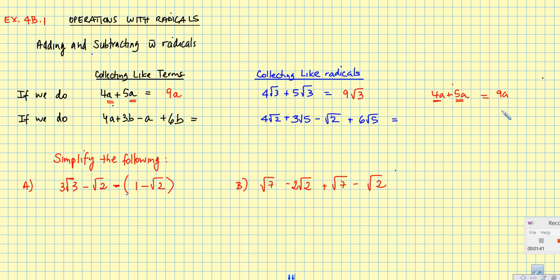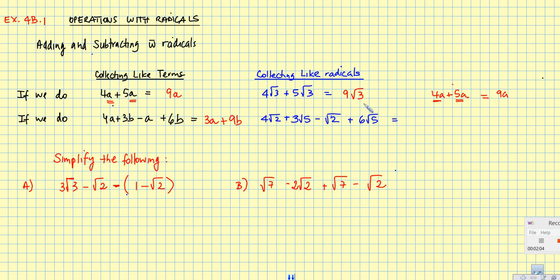So we've got 4a plus 3b minus a plus 6b. So again, what we are doing is we're collecting like terms. So if I had to do this addition and subtraction, it would be 4a minus a gives me 3a, and positive 3b plus 6b gives me positive 9b.